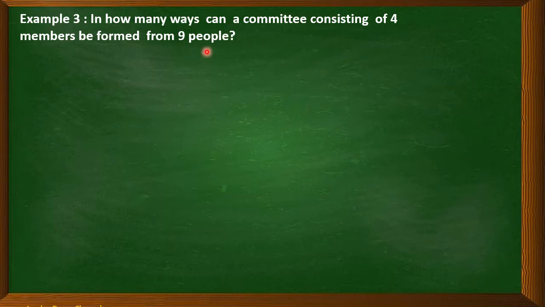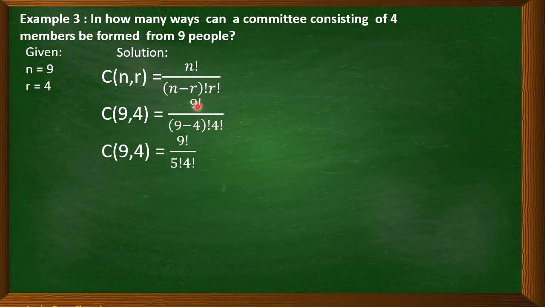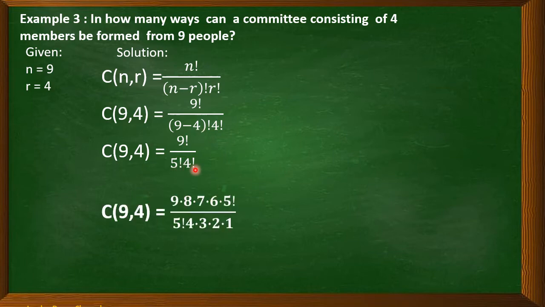So here we have 9 people, so that is the value of our n, and our r is equal to 4. This is the formula. Now let's substitute. Combination of 9 taken 4 at a time. So we have 9 factorial over 9 minus 4 factorial times 4 factorial. Bring down the numerator, 9 factorial. And of course, 9 minus 4 is 5, so we have 5 factorial times 4 factorial.